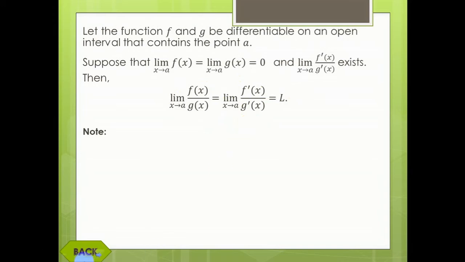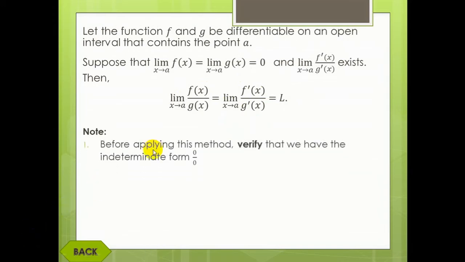So you need to remember there are three notes about this indeterminate form. The first, before using this method, you need to verify that we have the indeterminate form 0 over 0. What should you do to verify? You should substitute the value x is approaching into the function. If the function shows the form 0 over 0, then you can continue using this method.